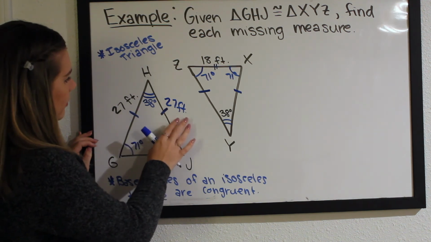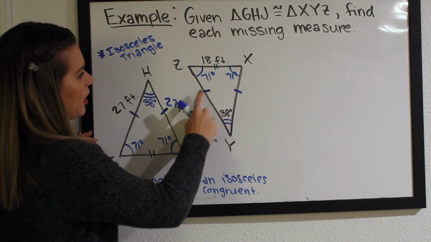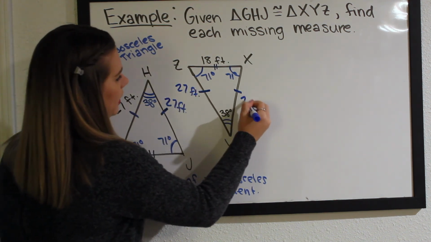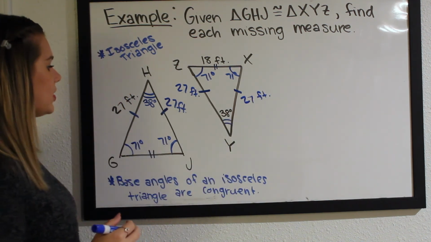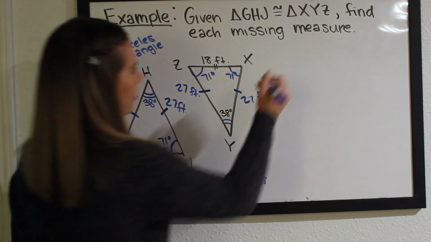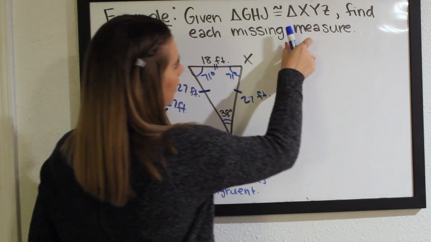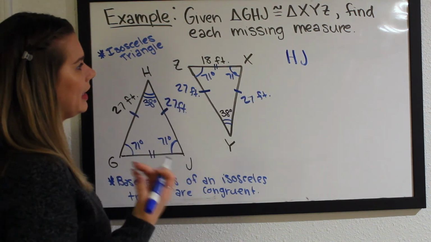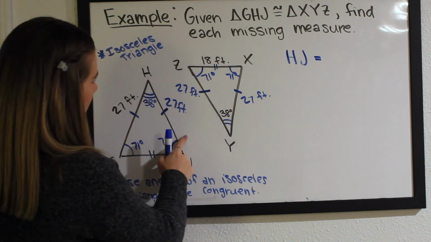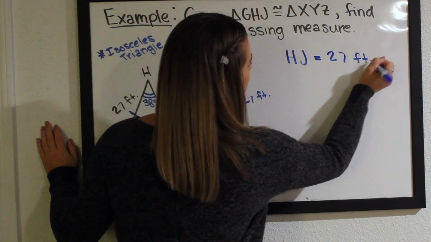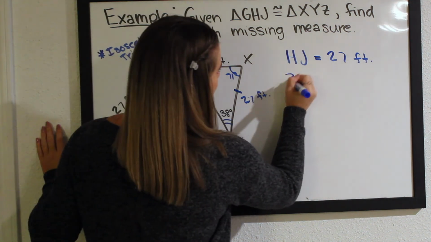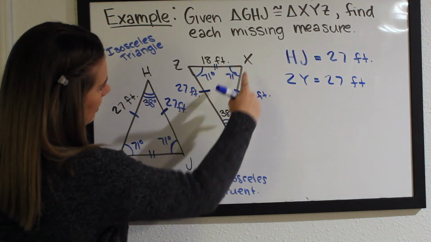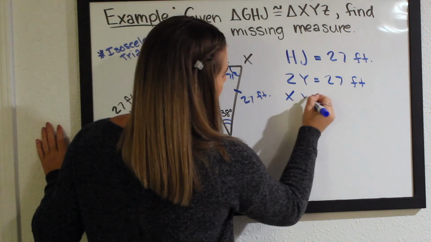We have 27 feet there, but these sides are also congruent to this side. So these are all actually 27 feet. Now let's write this out. The length of HJ, we'd write like this, without the line on top. Remember, the line on top means it's a segment, and without the line it means the length of HJ. So the length of HJ is 27 feet. The length of ZY is also 27 feet. The length of XY is also 27 feet.